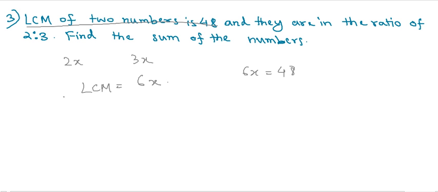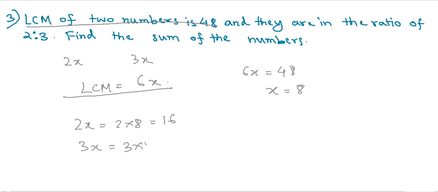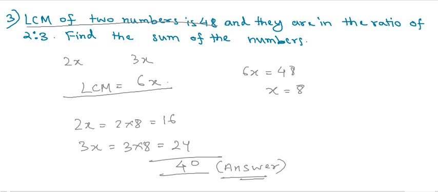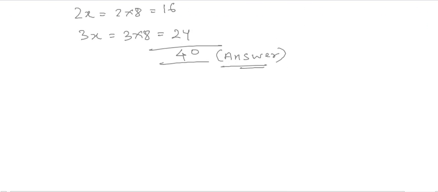We have found out the LCM as 6x. So x will be equal to 8. So the numbers will be 2x, that is 2 into 8 equals 16, and 3x, that is 3 into 8 will be equal to 24. So their sum will be 40. So this will be the answer. Now let's move on to the next problem.